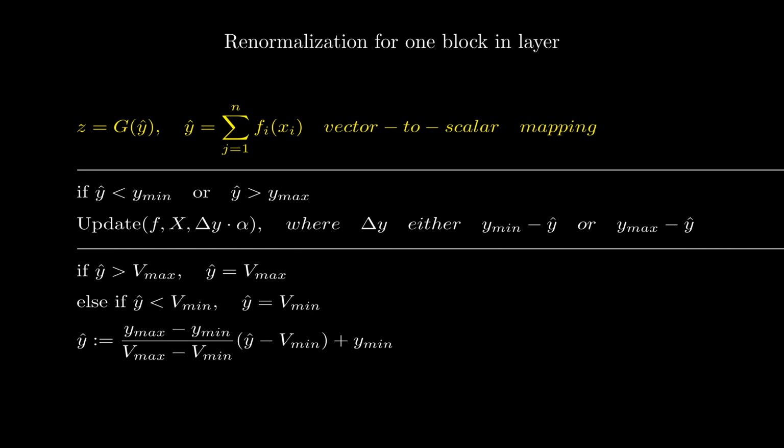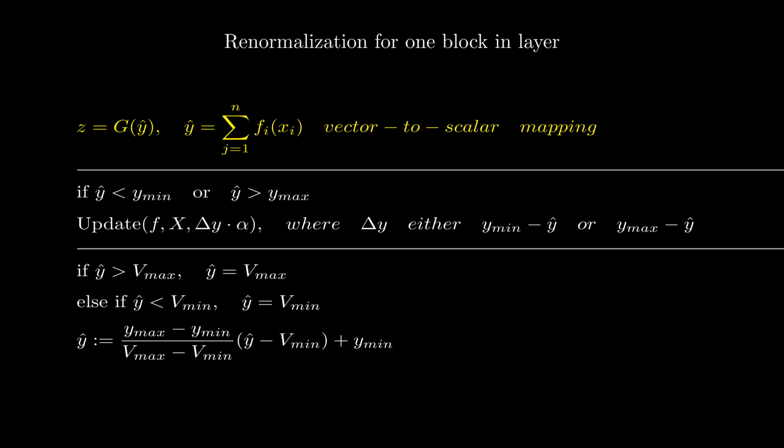There is one additional issue that must be addressed: renormalization. A layer consists of multiple parallel blocks, where each block performs a vector-to-scalar mapping, as highlighted in yellow. The function g operates within a limited domain, and during the update process the computed argument, denoted as y-hat, may move outside the valid range of definition. This problem has simple solutions.